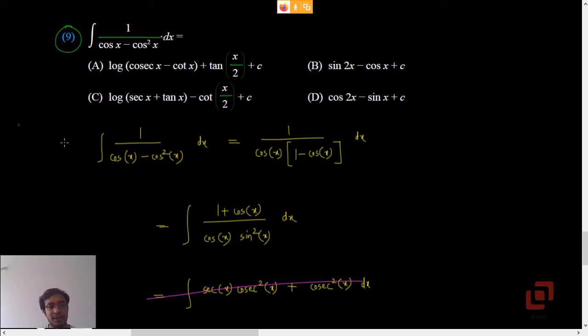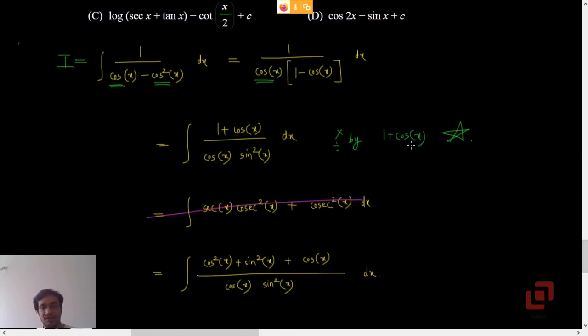First, write down the given integral carefully. Then take cos x common from both the terms. So inside the bracket you will now have 1 minus cos x. Okay. Then multiply and divide by 1 plus cos x. Again, an important manipulation. Otherwise, the integrand will be very difficult to integrate. Okay.